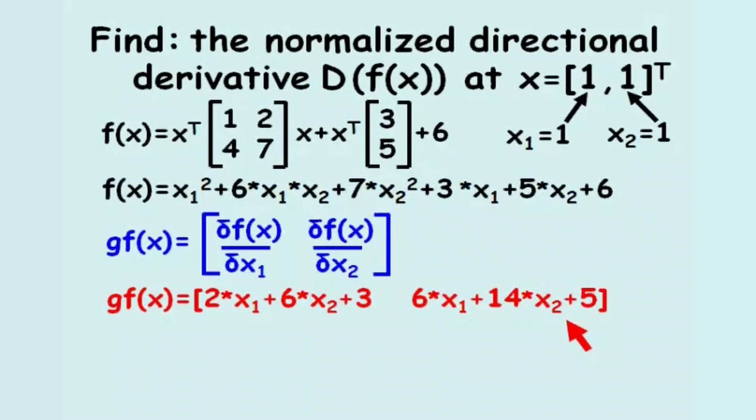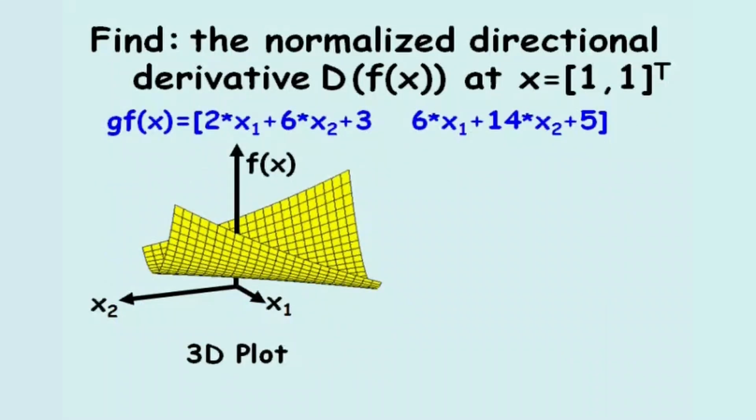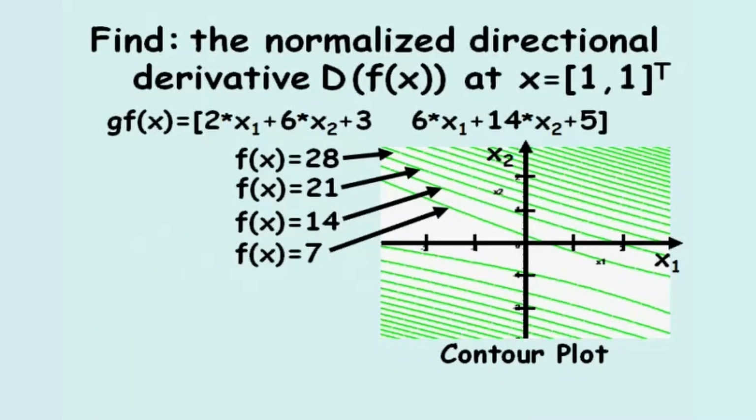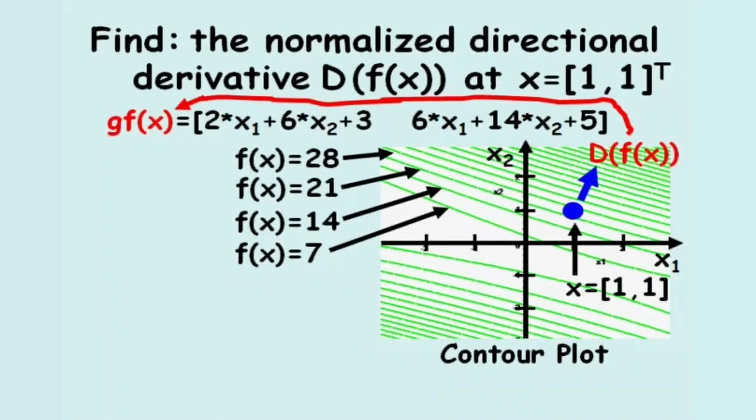After computing the gradient, we'll return to our sketch of the function f of x. Next, we'll show a contour plot which looks down upon the x1, x2 plane. If we label a few of the level sets 28, 21, 14, and 7, we notice that at point 1, 1, the positive gradient points in the direction which has a positive x1 value and a positive x2 value. When pointing in the direction of maximum increase of f of x, the gradient of the function equals the directional derivative of the function.